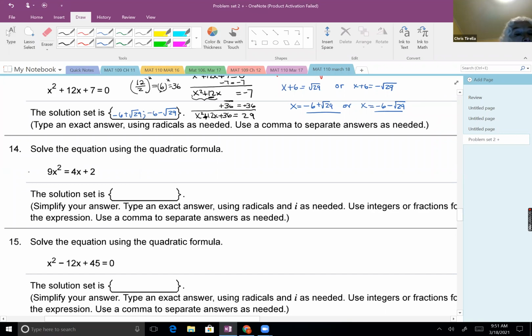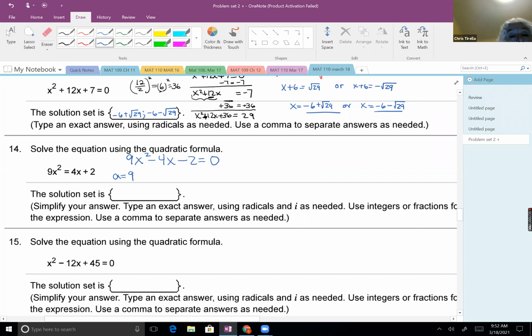Does everybody remember to use the quadratic formula? We first want it in standard form, which is descending order, one side 0. To get that, we'd have to subtract the 4x and the 2 from both sides. So that gives me 9x squared minus 4x minus 2 equals 0. And now that's in standard form.